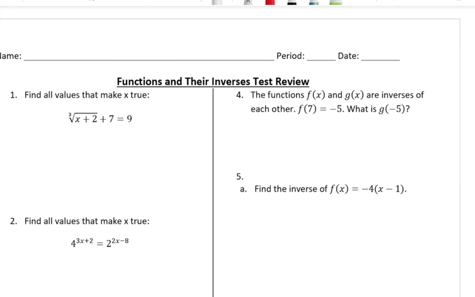Hello, let's review the review for functions and their inverses. Remember, this is my first and only take, so if I make a mistake, cut me some slack.